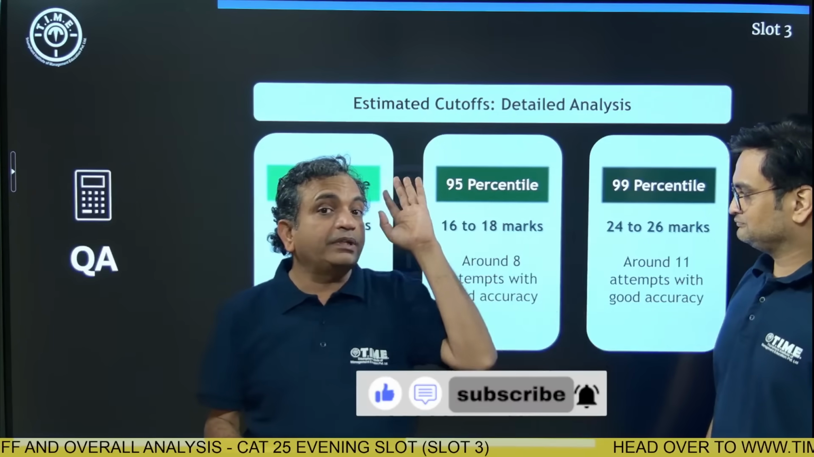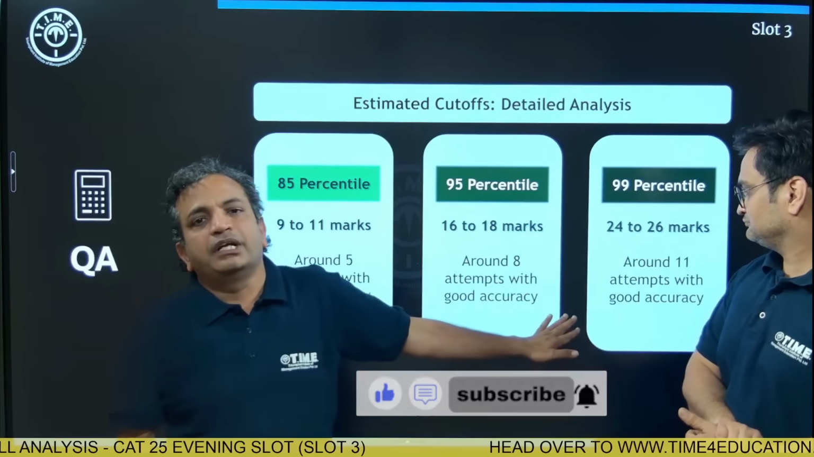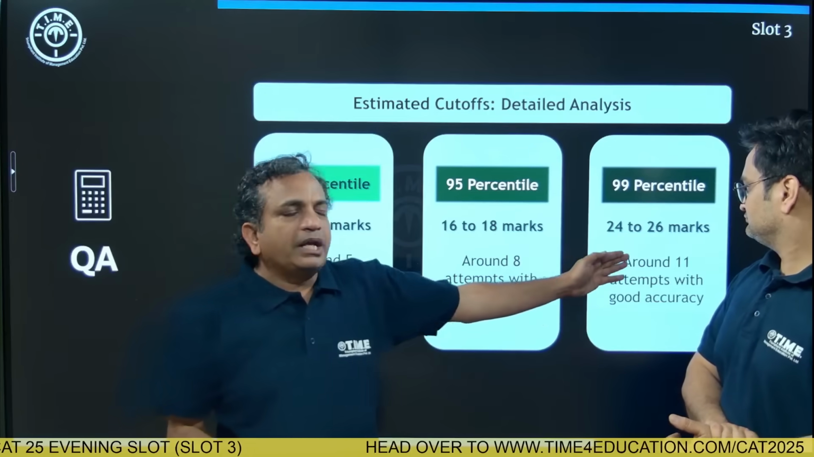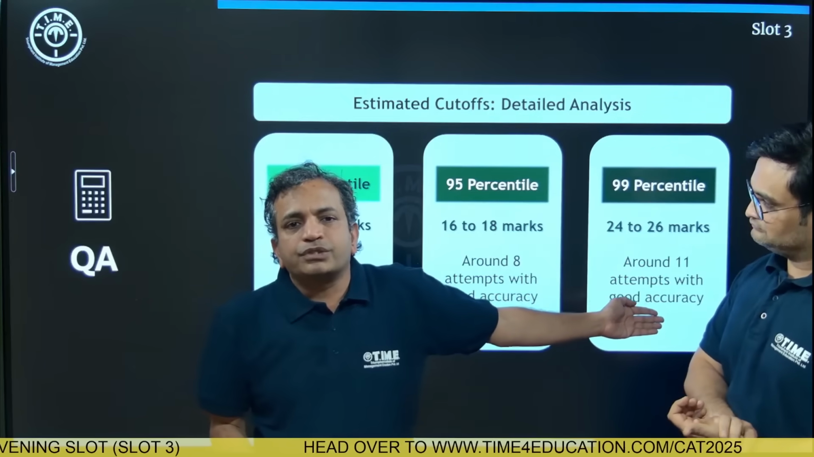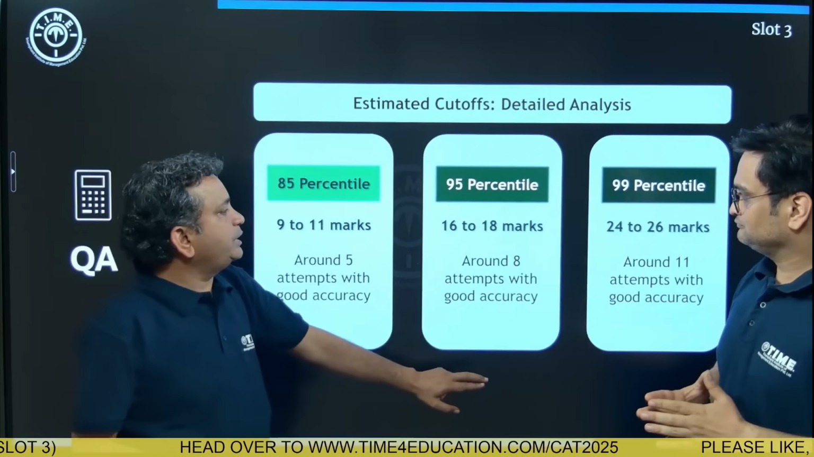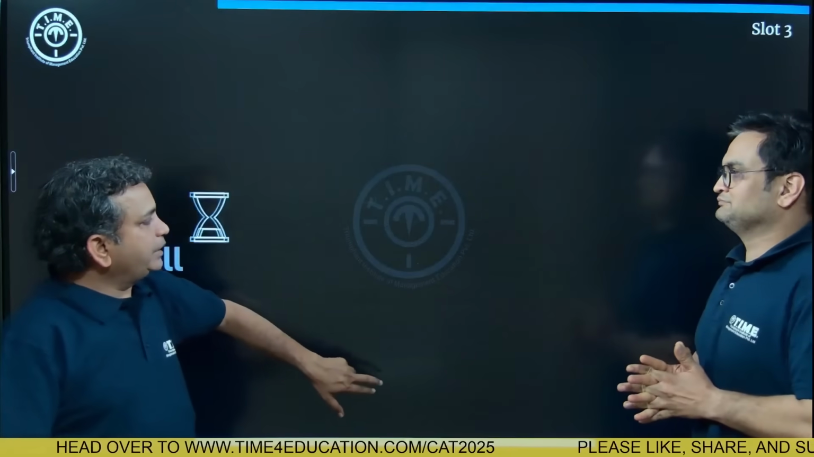Half the paper would get you to 99. Half the paper, not even getting all of them right. Half the paper with good accuracy, 80, 85, 90% accuracy would be enough across 11 questions. So meaning somewhere around 9 questions right with 2 questions wrong should get you to 99, right? So that is how the quant went in the evening slot.